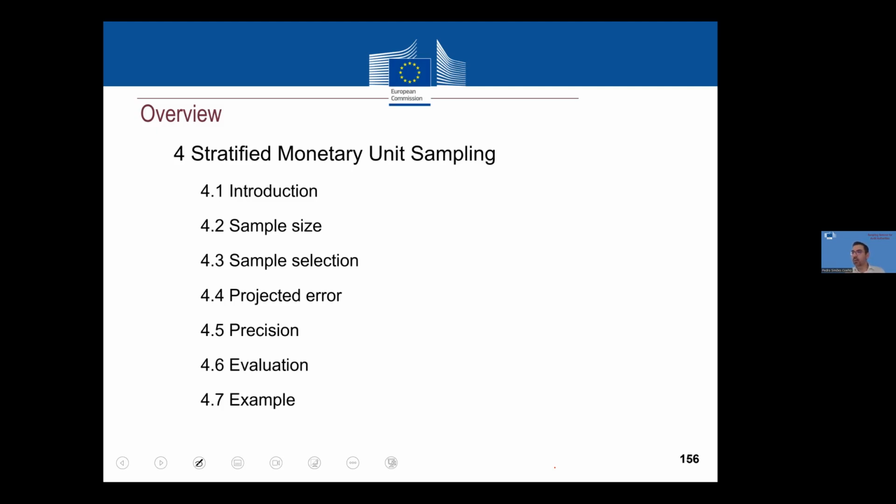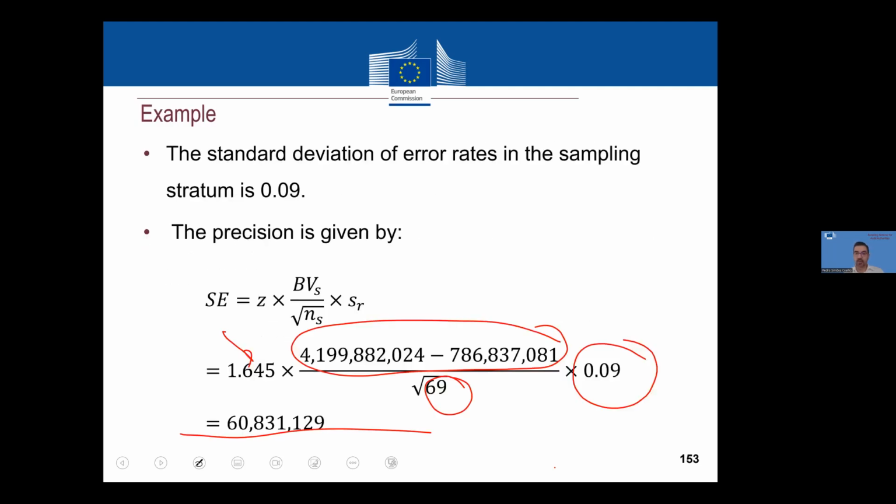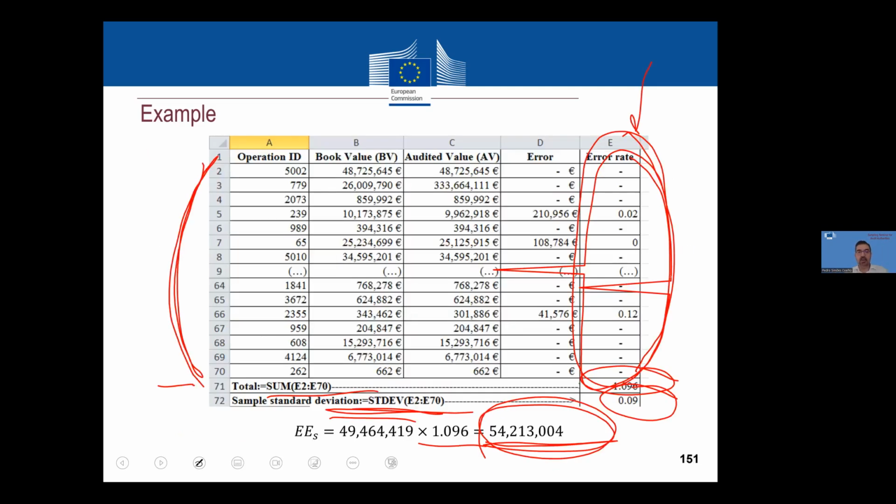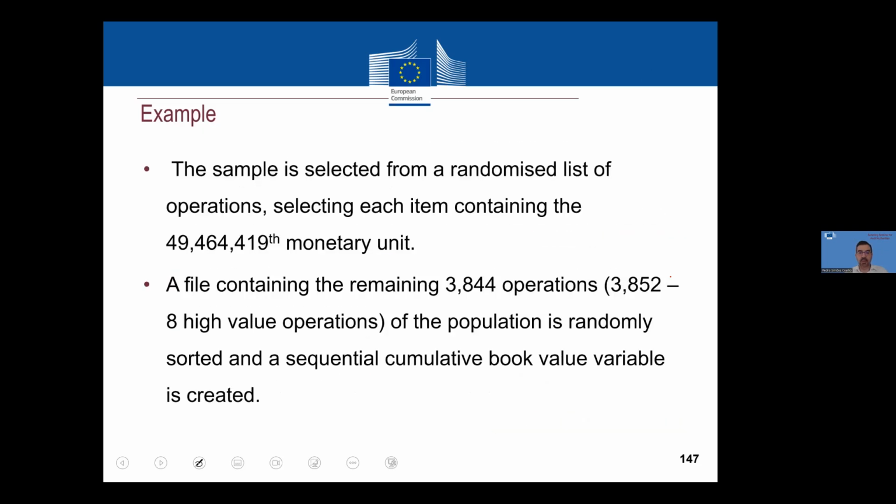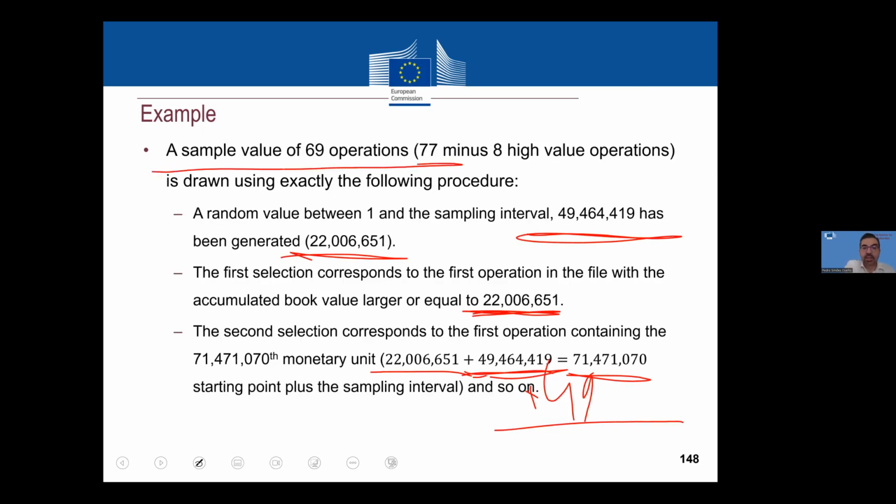Questions? What was the 69 in the formula? 69 was the sample size, you remember? Here it is. The formula, see here, sample size, NS, and if you remember from the example, the sample size was 69. Let's go back to remind ourselves that a sample of 69 operations was selected using that procedure that I showed you with the starting point, with the steps of equal interval and so on. Good. Anything else?